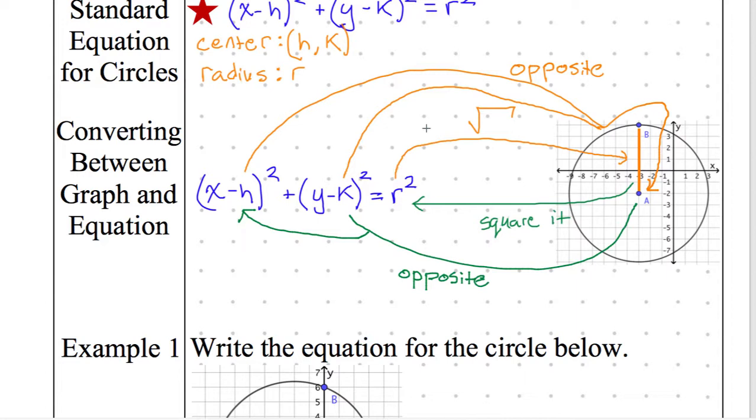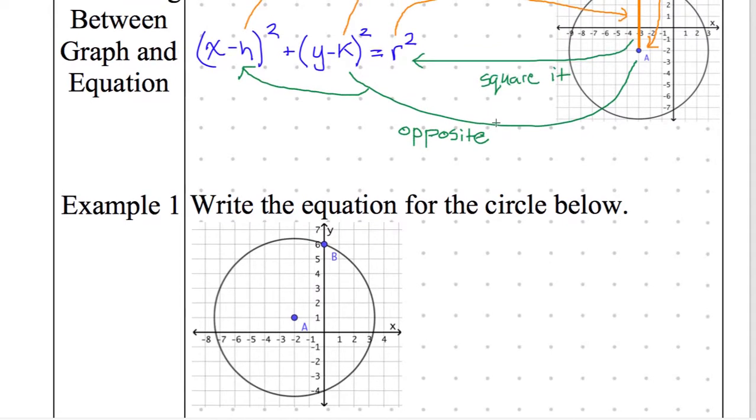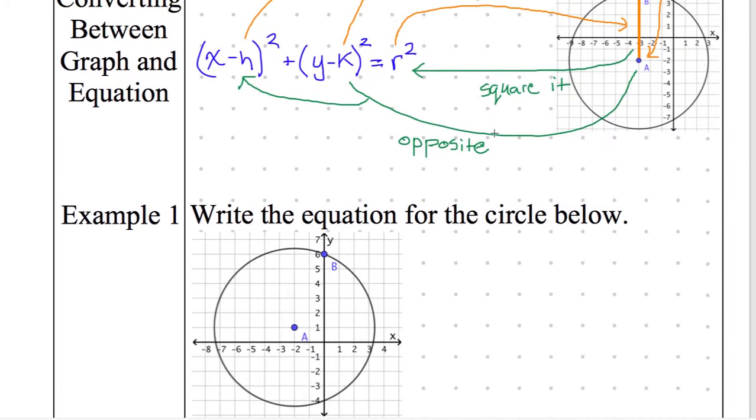The radius is really the tricky bit. If I have a circle and I have a radius, make sure to square it, and then if you're trying to get to the graph, then you need to square root it. All right, we have that diagram down. Here we go. We're on to example 1. We need to make an equation for this circle.